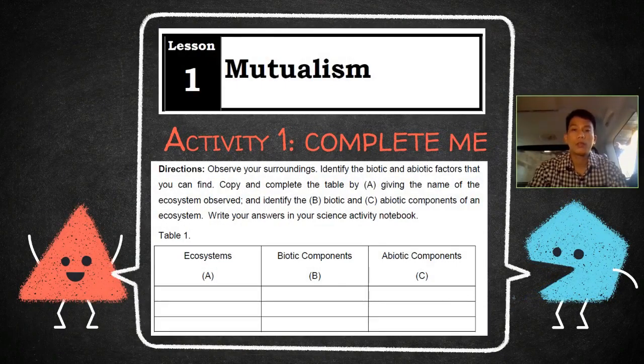Lesson 1. The first one for the ecological relationships is mutualism. For mutualism, it contains Activity 1, titled Complete Me. For the direction, you are going to observe your surroundings and identify the biotic and abiotic factors, which means biotic, the living things, and abiotic, the non-living things that you can find. Copy and complete the table by giving the name of the ecosystem observed, and identify the biotic and abiotic components of the ecosystem. Write your answers in your answer sheets or in your activity notebooks.